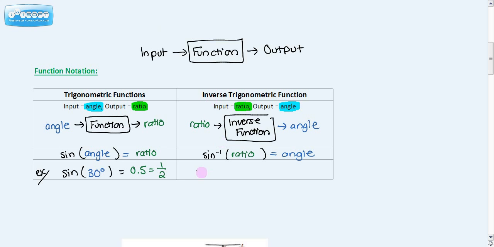So our example could be, following the example before, the sine inverse now of our ratio, which was 1/2 or 0.5, I would get my angle back, which was 30 degrees. So think carefully what the ratio and the angle versus the input and the output when you're dealing with questions. Good luck.